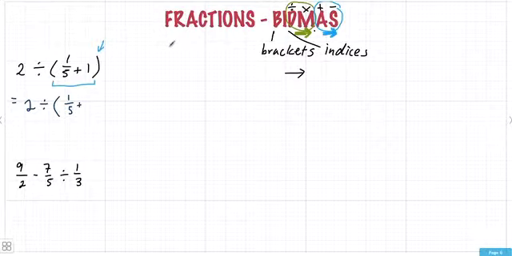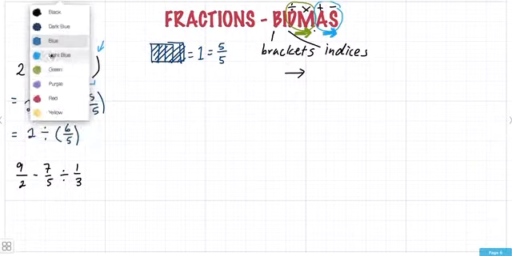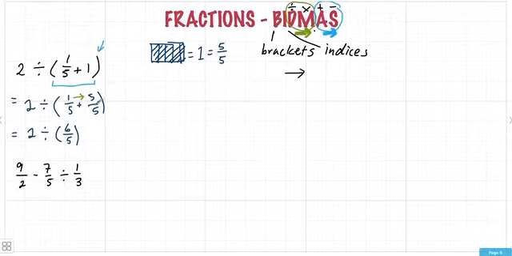we know that 1, if we look at a little block, I'll divide this up into 1, 2, 3, 4, 5 pieces. If we look at 1, we know that 1 is the same as all of those pieces being shaded in. So 1 is the same as 5/5. And I'm choosing fifths because I want these to be the same denominator. So what I've got now is 2 divided by 1/5 plus 5/5. 5/5 is 1. We know that that is 6/5. So 1/5 plus 5/5. Remember when you're adding fractions, you just add those numerators together as long as the denominators are the same.